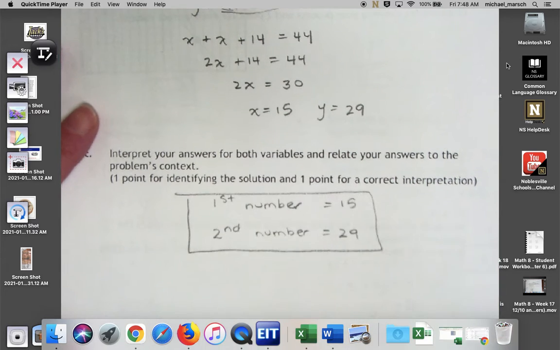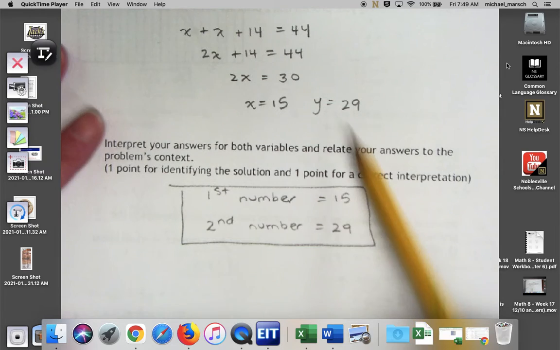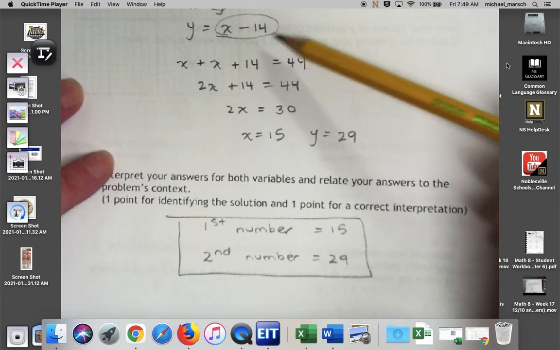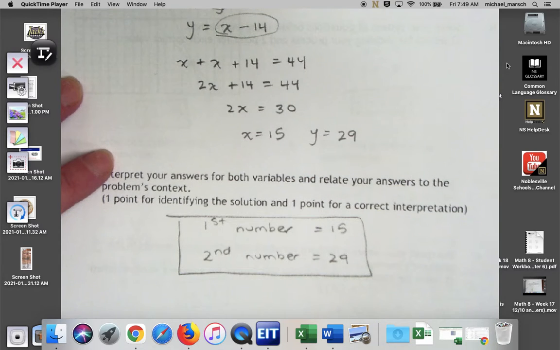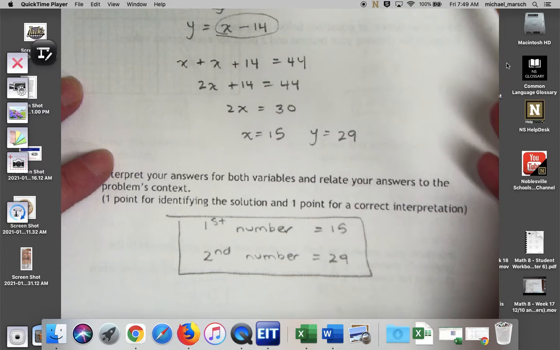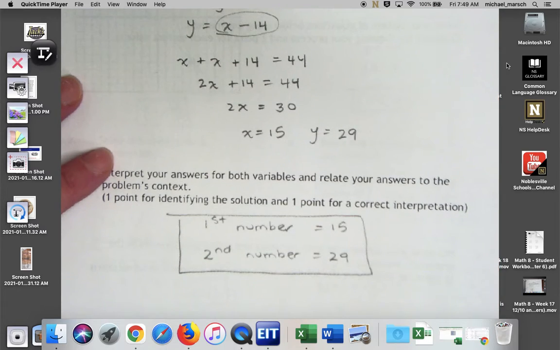There we go. Right? And if I had to check it, what is 29 minus 15 to get my second number? Because my rule was x minus. That's not working out, is it? The second number is 14 less than the first number. That should be 14 more, shouldn't it? We'll talk about this in class.